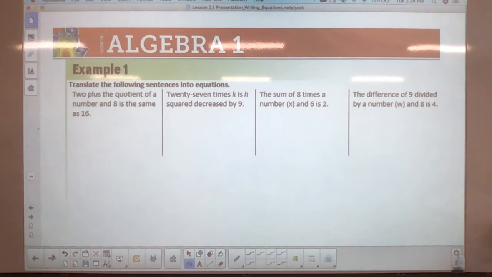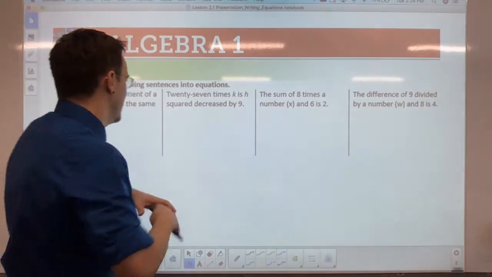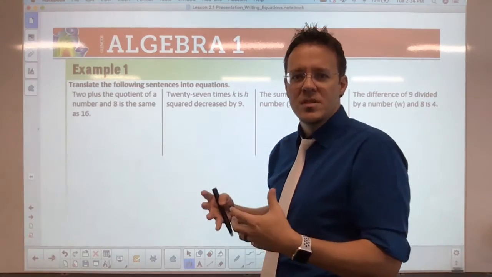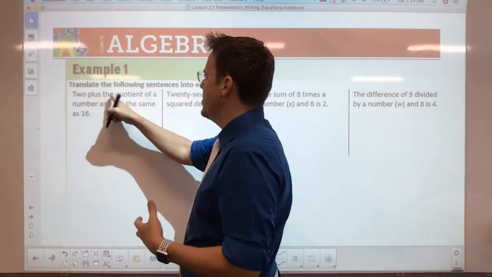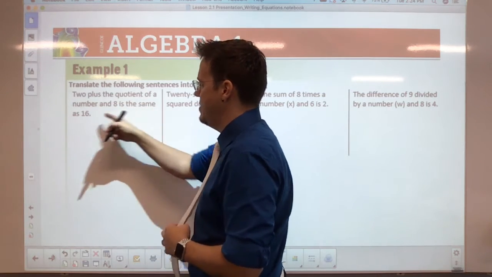Your turn. All right, so for some of you in here, this is going to be a struggle because you're like, man, what are these words? So just take it in pieces, okay? I can't stress enough. Just do these in pieces and try to figure these out, right? 2 plus the quotient of a number and 8 is the same as 16.